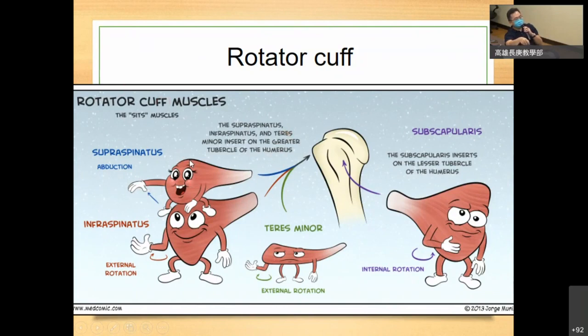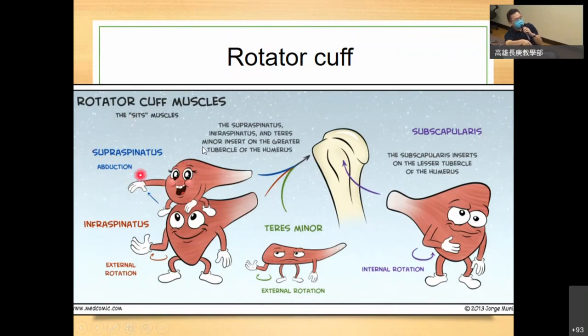For the supraspinatus, the main function of this muscle is abduction. For the infraspinatus, the major function is external rotation. The teres minor's major function is also external rotation. The subscapularis's major function is internal rotation. That means if you feel pain in shoulder movement when your shoulder is in internal rotation, first you should consider which muscle is injured. This one, the subscapularis, because its major function is internal rotation. And if you cannot abduct your arm, maybe your supraspinatus muscle is injured.